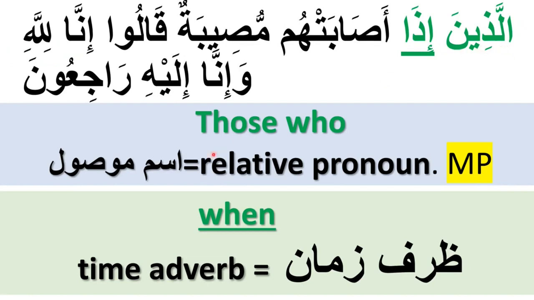الذين, those who, is a اسم موصول, relative pronoun, masculine plural form. إذا is when, and it is a time adverb, ظرف زمان.